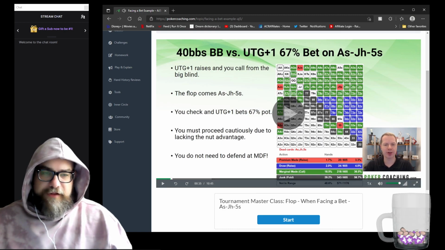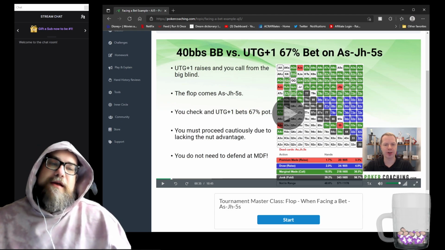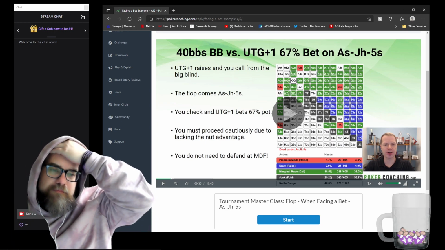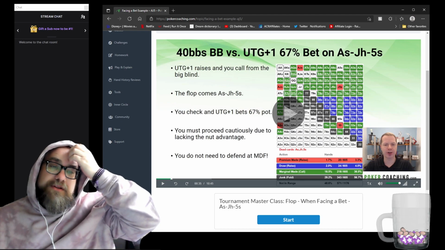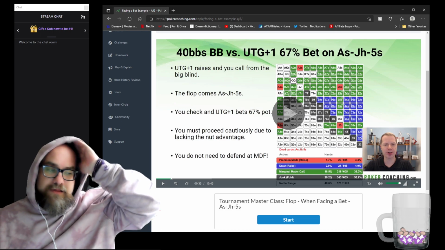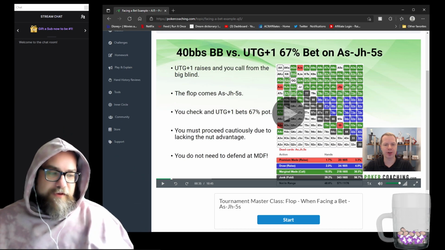And remember, nut advantage meaning you don't have many aces, jacks, or 5s in great amount because you would have 3-bet those pre-flop. If you had ace king, you would have 3-bet. You can have some ace jacks for sure. Your ace 5s you can have, but you really can't. You can have sets of 5s, but you really can't have pocket aces, pocket jacks, or ace king or ace queen, and that would be where the nut advantage lies.